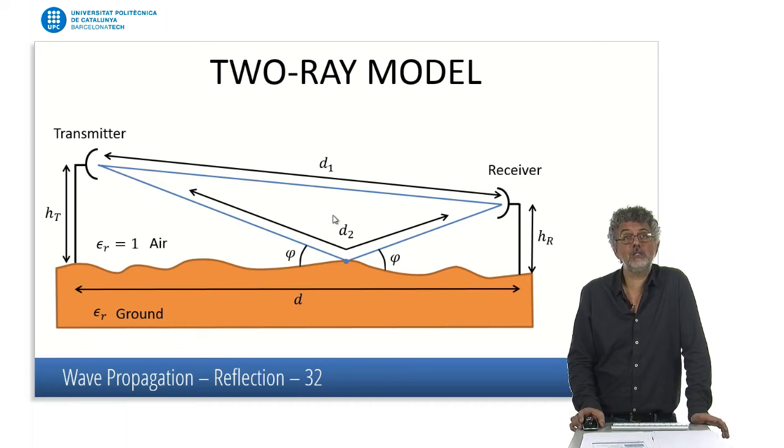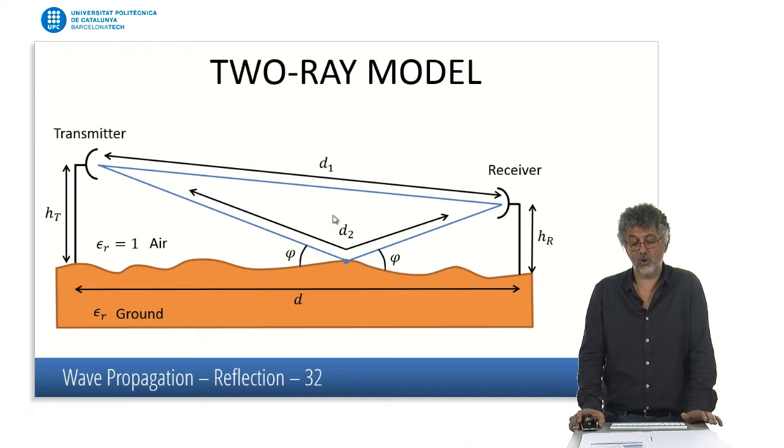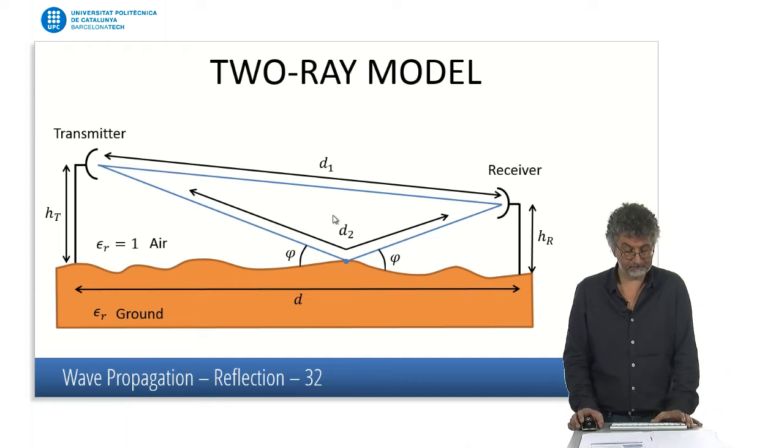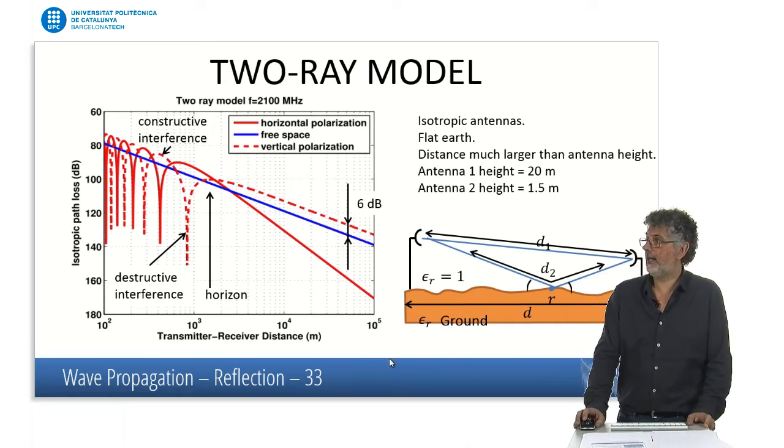So in that case, we can approximate the reflection coefficients as either minus 1 for horizontal polarization or 1 for vertical polarization. So let's see the result of this two-wave propagation model. This is just applying the model for a frequency of actually 2.1 gigahertz. We are considering isotropic antennas.